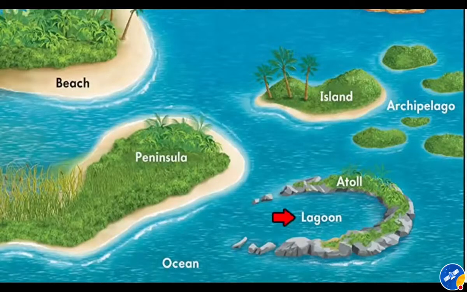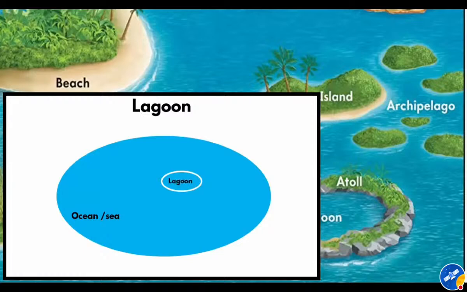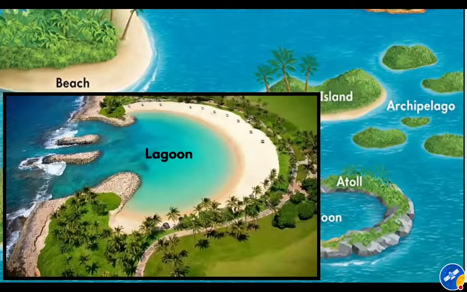The next one is lagoon. The simple definition of a lagoon is when a shallow body of water is separated from a larger body of water, like a sea or an ocean. That is what is called a lagoon. Now the key point to remember is that this shallow body of water should be nearer to a sea or an ocean, because the water of a lagoon has to come from a sea or an ocean.